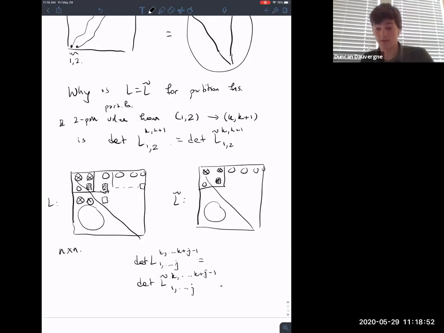So just like that, you can say, okay, we know we have this upper triangular structure. We know enough determinants that we can determine the entire matrix. So you get that L is equal to L tilde. That's the proof in the partition function context.